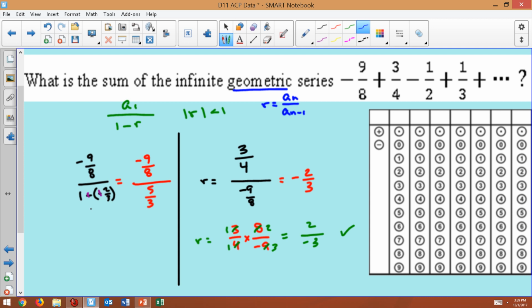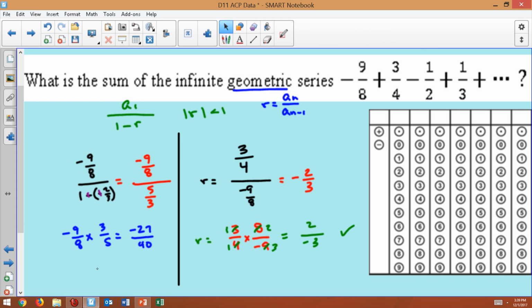If I wanted to solve that, again, I would do the same thing, negative 9/8, and I would multiply it by the reciprocal, 3/5. So it looks like we would get negative 27/40. Now let's go to the calculator and see if it gives us the same thing.